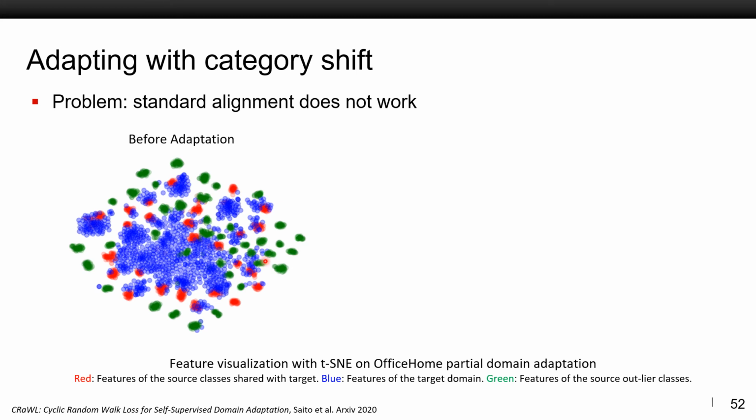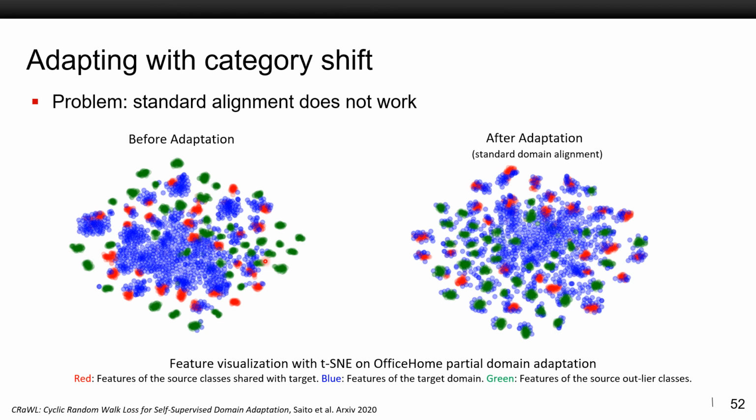Now, what happens if we apply our standard domain alignment technique? Well, this is what happens. It tries to align all the source points with all the target points, and therefore it ends up aligning a lot of blue points with green source points, which are incorrect labels for the target because those are categories that are not present in the target. So we have this catastrophic alignment situation and poor performance.